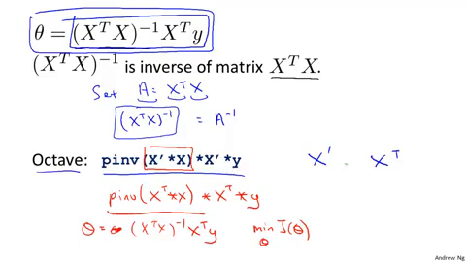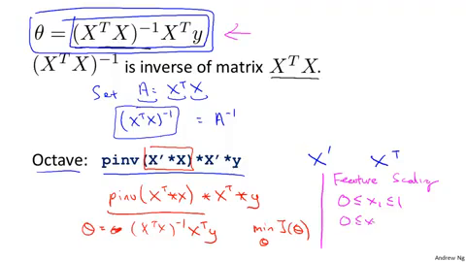One last detail. In an earlier video, I talked about feature scaling and the idea of getting features to be on similar ranges of scales or similar ranges of values of each other. If you're using this normal equation method, then feature scaling isn't actually necessary, and it is okay if, say, some feature x1 is between 0 and 1, and some feature x2 ranges from 0 to 1000, and some feature x3 ranges from 0 to 10 to the minus 5.